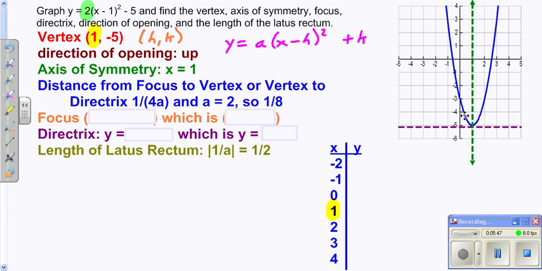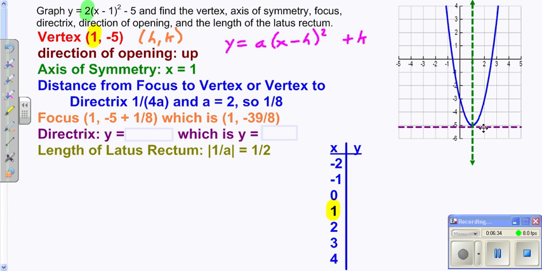Now, remember your focus is always inside the curve of the parabola on your axis of symmetry. How far is it from your vertex? In this case, it's 1/8. So we'd have to go 1/8 up from your vertex. Your vertex is 1, comma, -5. You would then need to go 1/8 up, so you'd have to add that. So you'd be at 1, comma, -39/8. Take your -5 plus 1/8. The -5 is -40 over 8 plus your 1 over 8 is -39/8. Or you could just use your calculator and fractionize it.